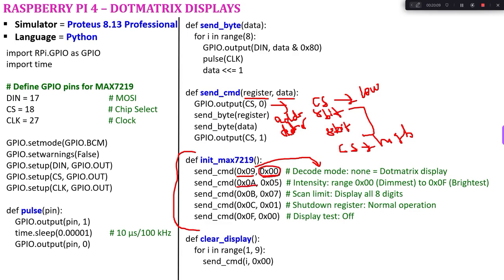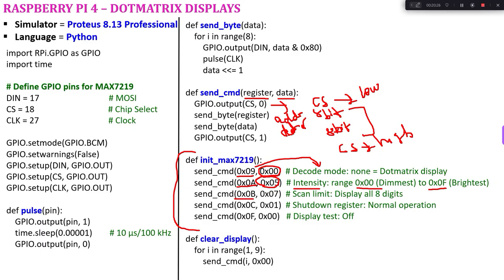Next, 0x0a represents the intensity value. So this can vary from 0x00 to 0x0f. If I put 0x00, then LED brightness will be very dim. If I put 0x0f, then it will be brighter. So I am going to set an intermediate value 0x05.